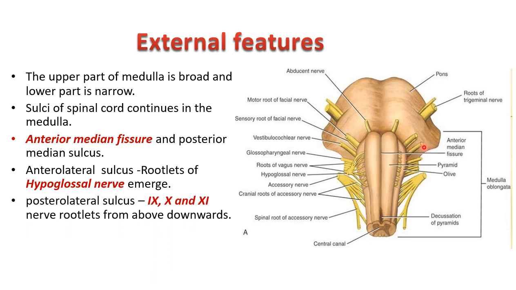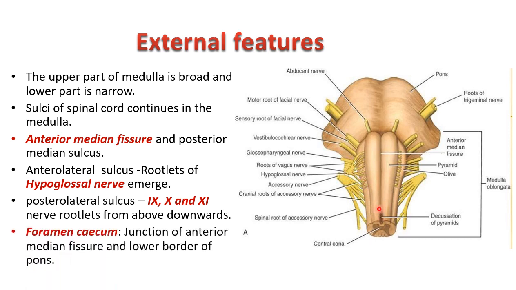And then the posterolateral sulcus. In the spinal cord, the dorsal nerve roots arise there. But here you are able to see along the posterolateral sulcus the ninth, 10th, and 11th cranial nerves: the glossopharyngeal nerve, then the vagus nerve, the rootlets of the vagus nerve, and then your accessory nerve. Mainly the spinal part of the accessory nerve arises from the posterolateral sulcus.